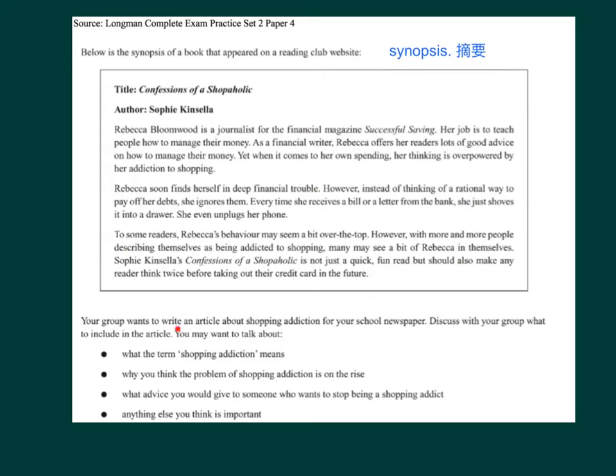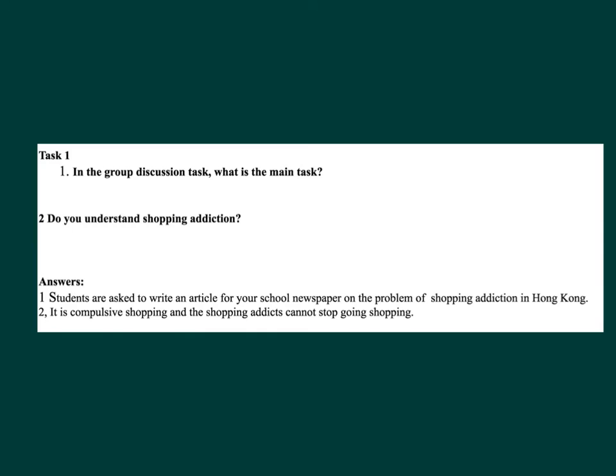Your group wants to write an article about shopping addiction for your school newspaper. Discuss with your group what to include in the article. You may want to talk about what the term shopping addiction means, why you think the problem of shopping addiction is on the rise, what advice you would give to someone who wants to stop being a shopping addict. Anything else you think is important.